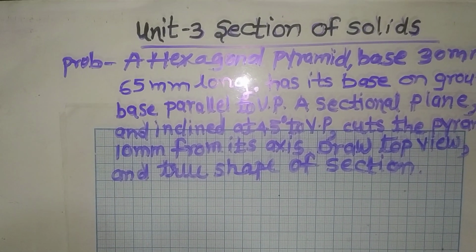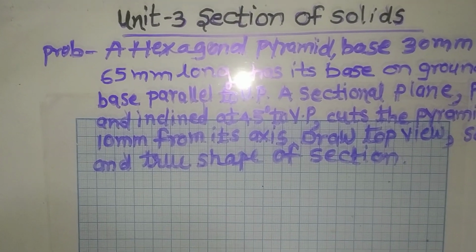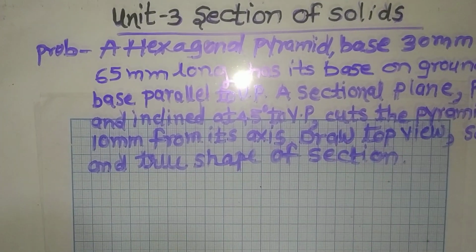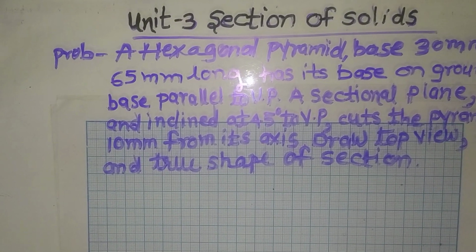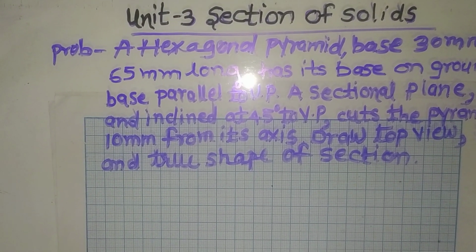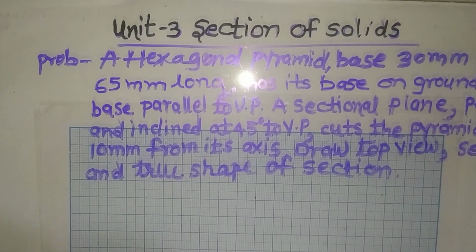Now we study in this lecture a hexagonal pyramid cut by an AVP, that is, a cutting plane or section plane inclined to VP and perpendicular to HP, which cuts the solid at some distance away from the axis. I will read the problem.